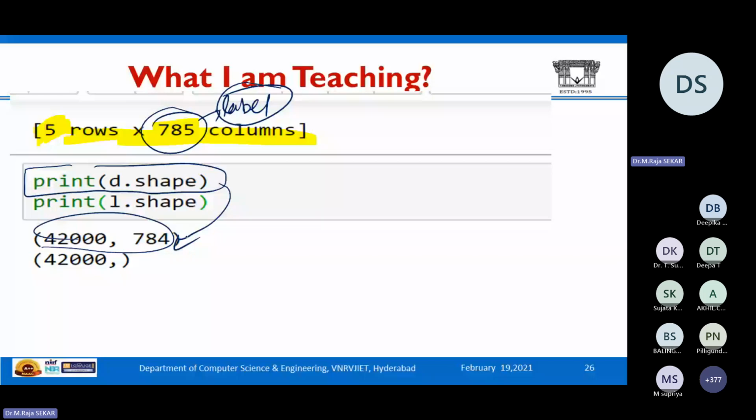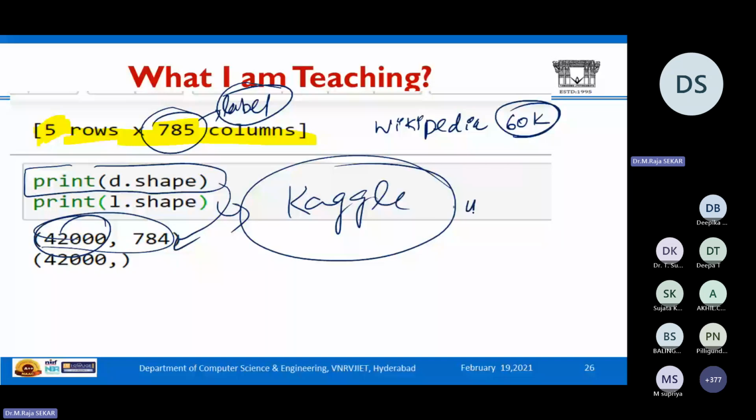My dear friends, Wikipedia says there are 60,000 training images, but this particular dataset I downloaded from Kaggle has only 42,000 images. It's not giving 60,000 images, but you can check other dataset websites. Of course, it doesn't matter whether it is 60,000, 10,000, or 1 lakh. Concept is very important.